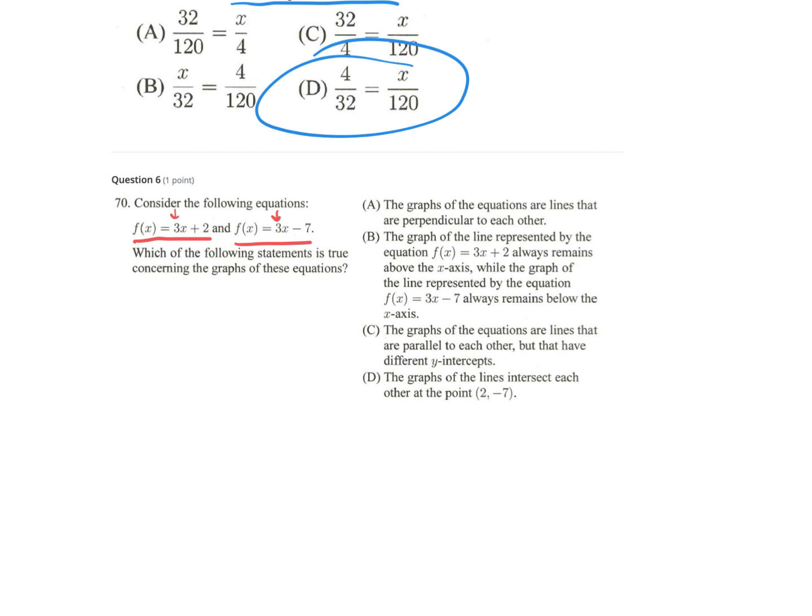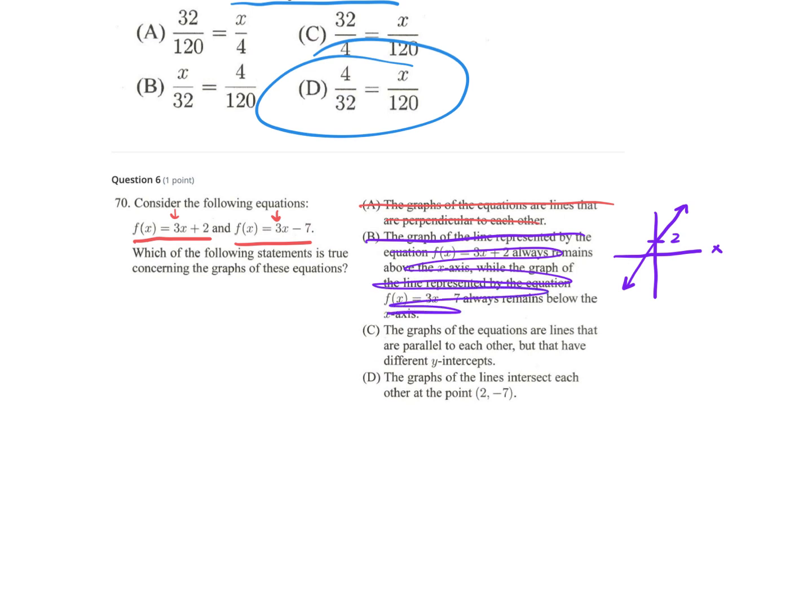It says the graphs of the equations are lines that are perpendicular. That's not true, they're parallel. Then it says the graph of the line represented by this first equation, 3x plus 2, always remains above the x-axis, while the graph represented by the second line always remains below the x-axis. Well, that's not true. Just because my y-intercept is positive 2, right, and my slope is positive, doesn't mean it's going to stay positive. If I go to the left of that graph, eventually I'm going to hit the x-axis and hit the region below. So that's not going to be true.